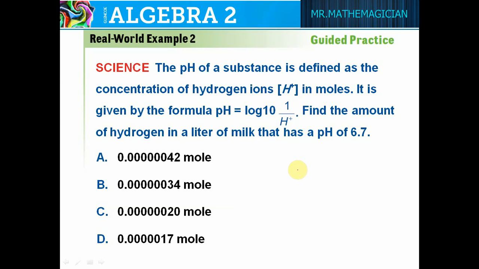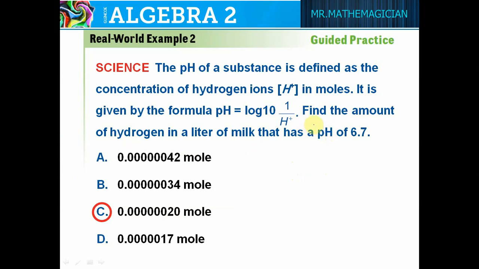Now it is your turn to solve. Pause the video and try to choose the accurate choice, whether A, B, C or D, and you will find it C. Let me show you how.